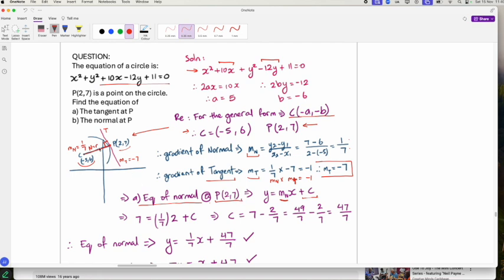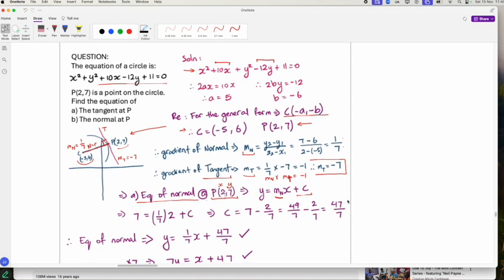Or, because we're talking about the normal, you could also use the center of the circle as well. Because this is your x value and this is your y value. So I have an x, a y, and an m, I could find c. So y, which is 7, is equal to m, which is 1 over 7, times x, which is 2, plus c. So c is going to end up being 47 on 7. 7 minus 2 on 7 is 49 on 7, minus 2 on 7 is 47 on 7.